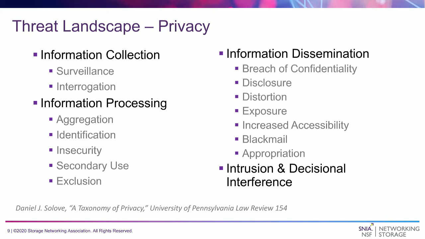This is an area for children, in fact, is a big problem. Blackmail, again, this is a self-described kind of problem we know about. Appropriation is basically using someone else's identity, so identity theft, if you will. And then the last two, intrusion and decisional interference. Intrusion is basically intruding into somebody's individual solitude or tranquility, like any of us have that, right? And then decisional interference, inserting themselves into a decision-making process that may affect you, and in particular in a negative way.